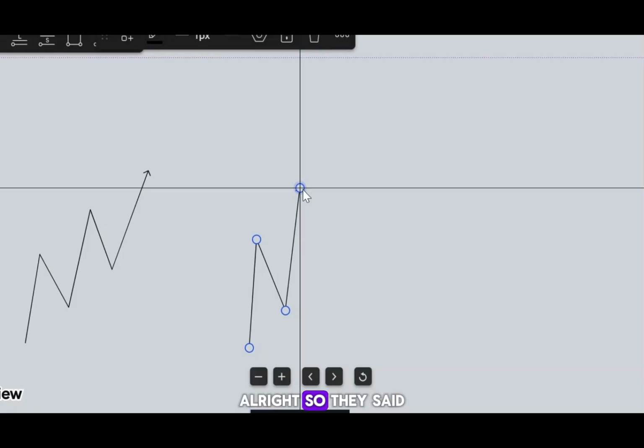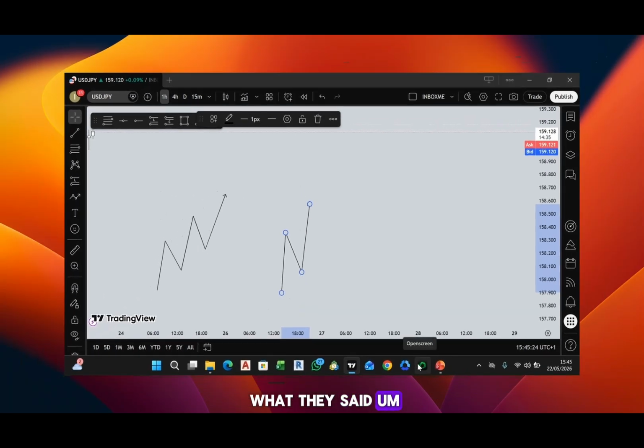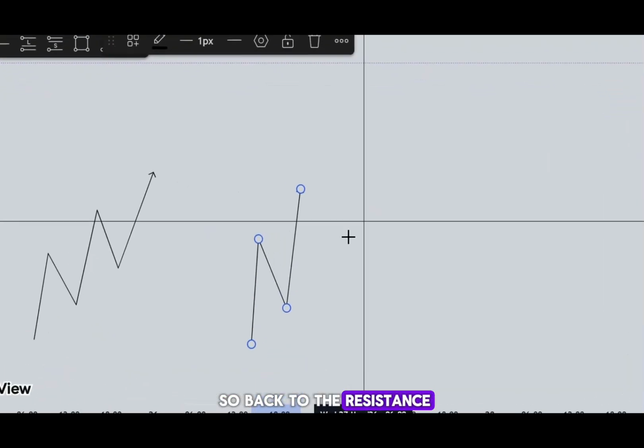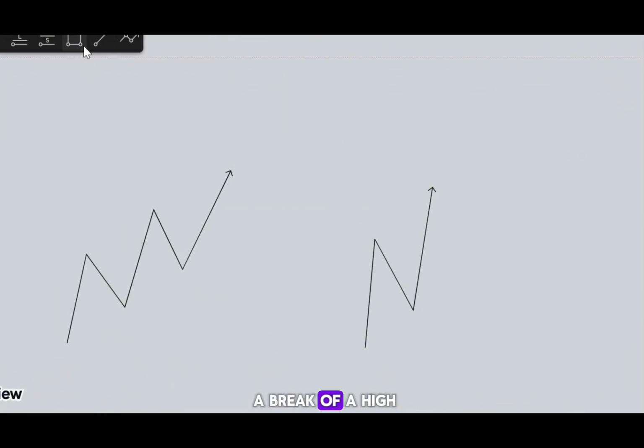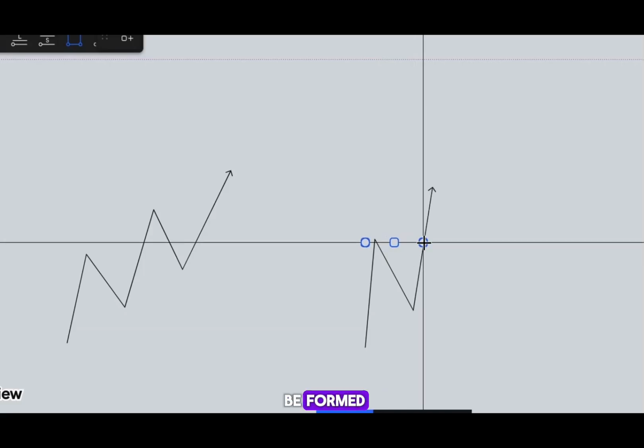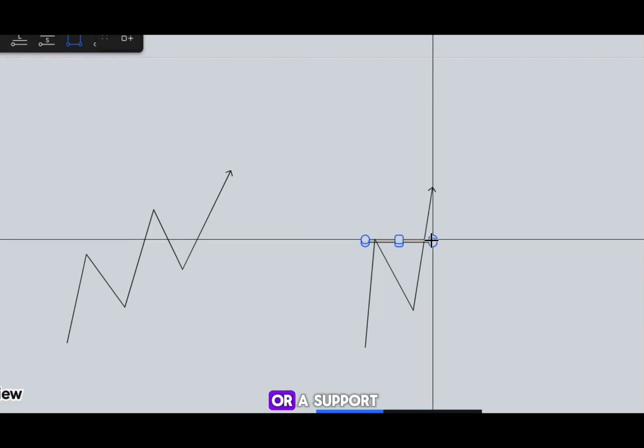So it said that resistance becomes support. Price breaks resistance, retests it, and old resistance now acts as support. This is where high probability entries happen. So while going up, we're dealing with resistance. If we're coming down, we're dealing with support. Back to the resistance, we know that a break of a high or a break of a low is referred to as a break of structure, and either a high or a low can be formed. That means it is either a resistance or a support.